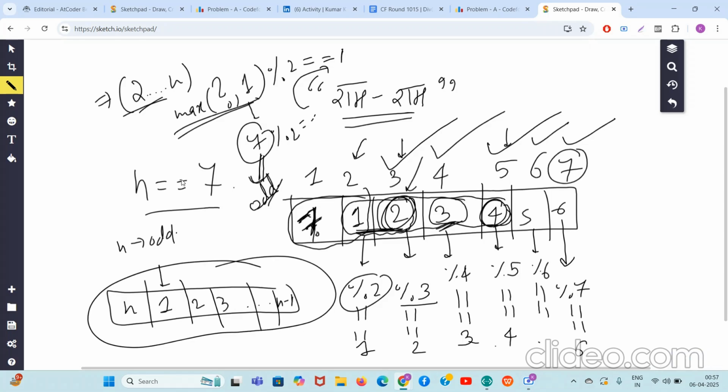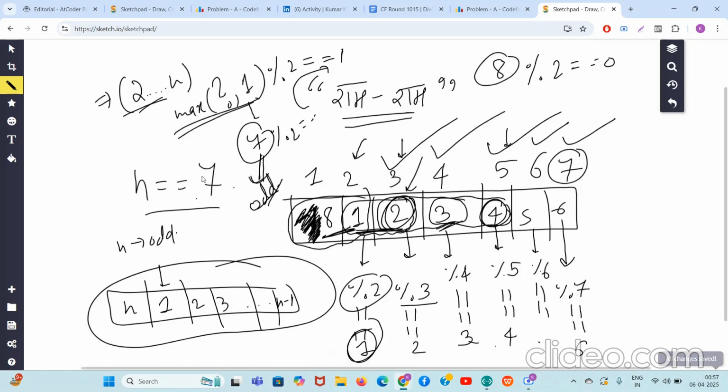This is a very nice brainstorming problem. An even number will never work. Why? Because if you put an even number here, like instead of 7, let's say n was 8. If you put 8 here, what will happen? The maximum of 8 and 1 will become 8, and 8 mod 2 will be 0, but we want the mod 2 value to come as 1.